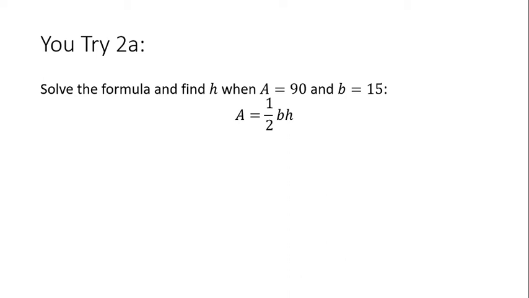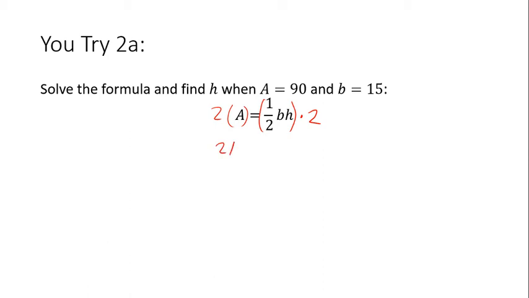one together. So first thing I want to do is solve the formula and find h, and then find it when a is equal to 90 and b is equal to 15. So on this one, I want to get h all by itself in our equation. First thing I'm going to do is try and get rid of this 1/2. Some people would recommend we divide both sides by 1/2, but instead I'm going to multiply by the reciprocal. I think it's a little bit easier. So I'm going to multiply both sides by the reciprocal of 1/2, which is 2.